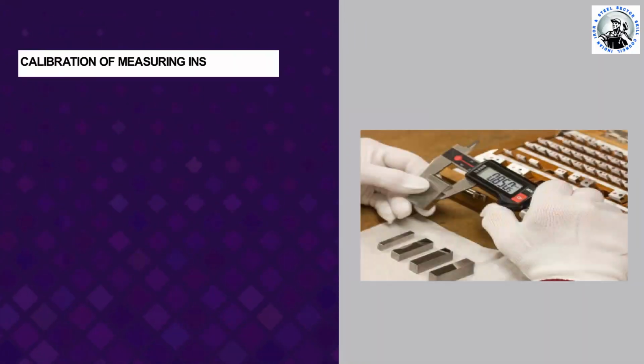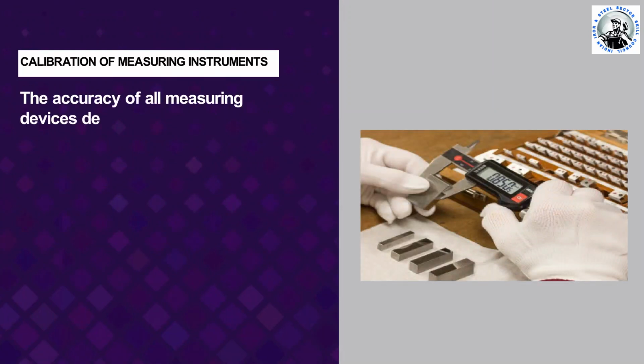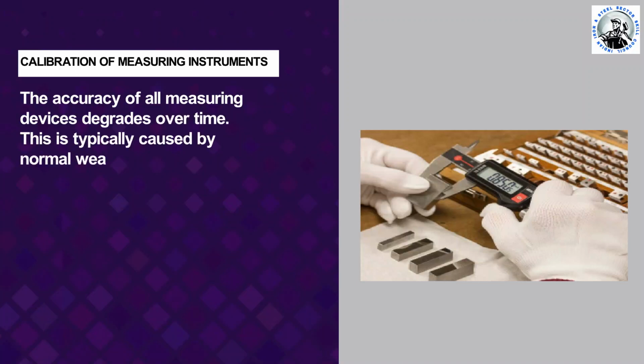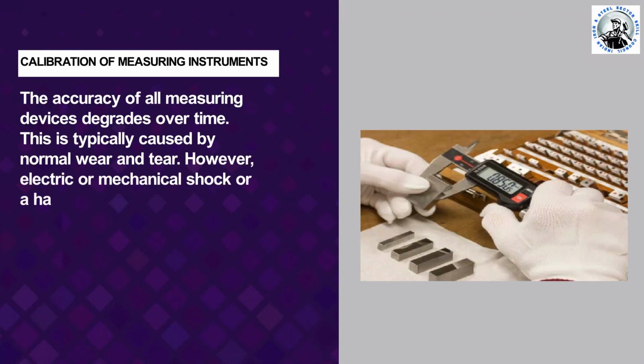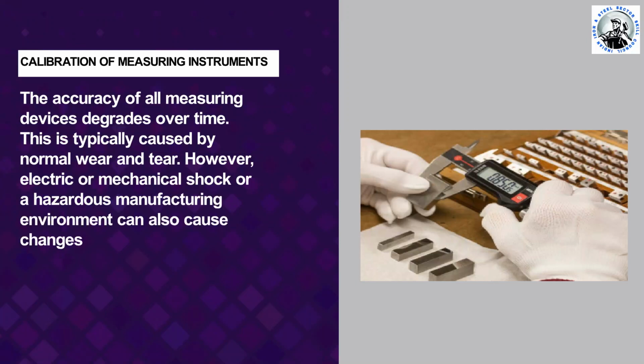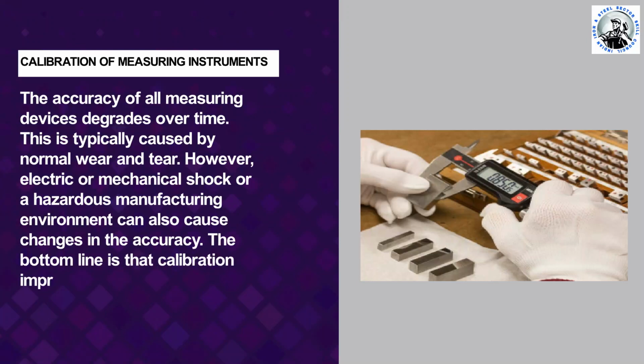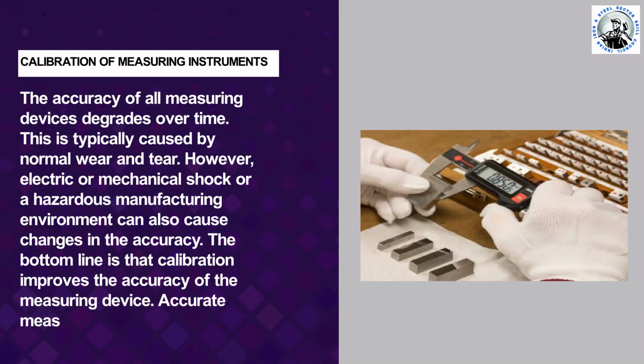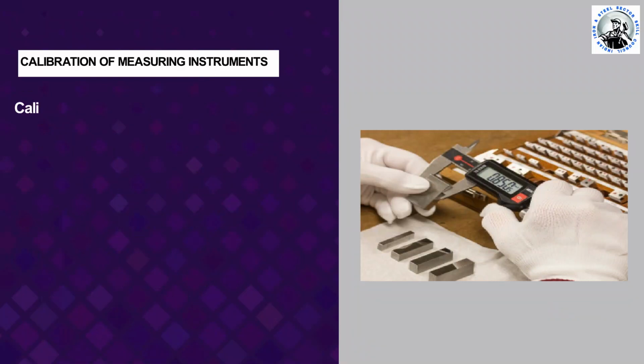Calibration of measuring instruments. The accuracy of all measuring devices degrades over time. This is typically caused by normal wear and tear. However, electric or mechanical shock or a hazardous manufacturing environment can also cause changes in accuracy. The bottom line of the calibration improves the accuracy of the measuring device. Accurate measuring device enhance the quality of the product.